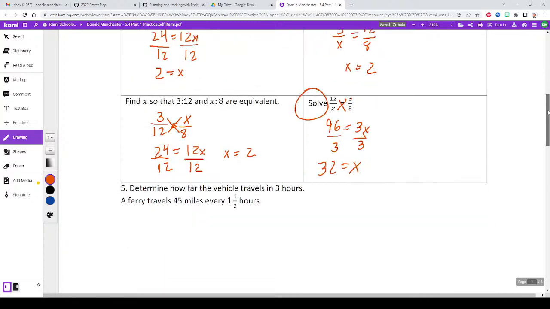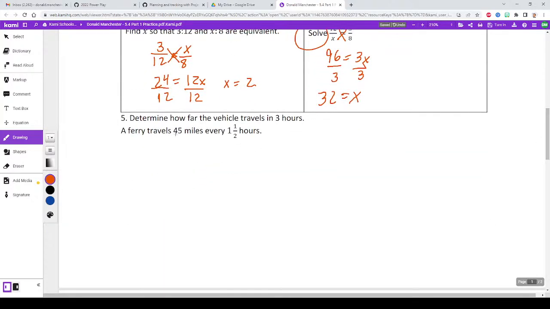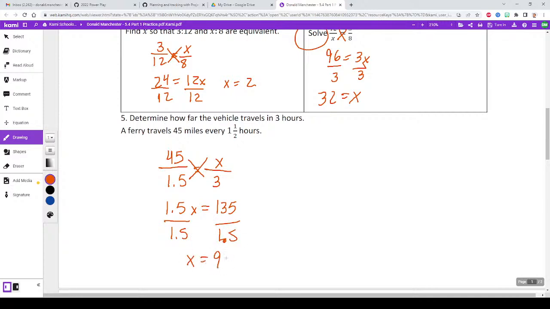Next, a bunch of people in 5th hour asked me about this. A ferry travels 45 miles every 1.5 hours. 1.5 is probably better represented as 1.5. And then how far, that's x, do we travel in 3 hours? The 3 goes in the denominator then. We cross multiply. We have 1.5x equals 135. We divide both sides by 1.5. And x is 90 miles.